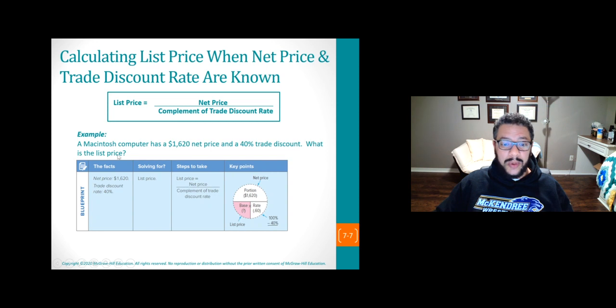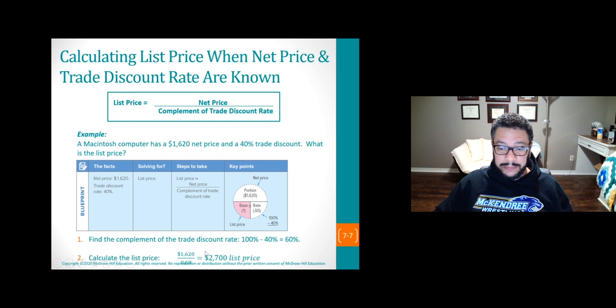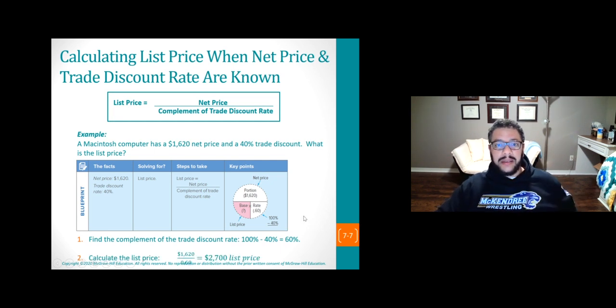So what we do is, we take the net price, which is $16.20, and we divide by the complement of that discount rate. The discount rate is 40, but we're dividing by the complement of it, which is 100 minus 40, which is 60. So when we do that, we come up with 2,700, which was what they told us in the beginning.